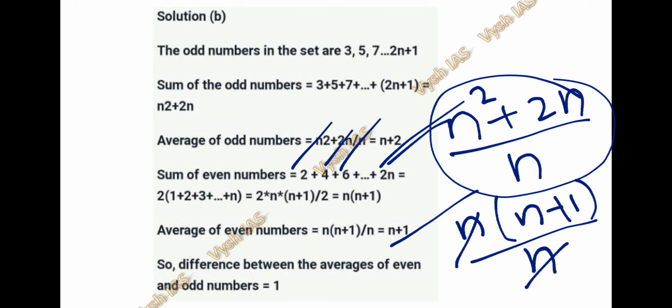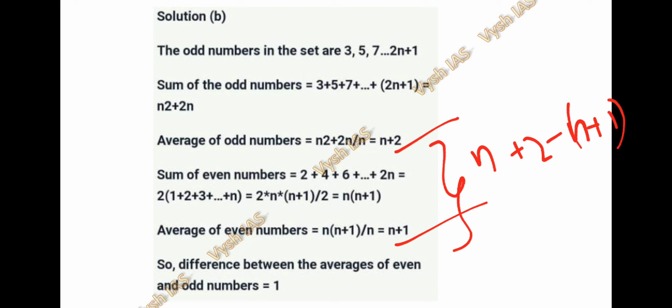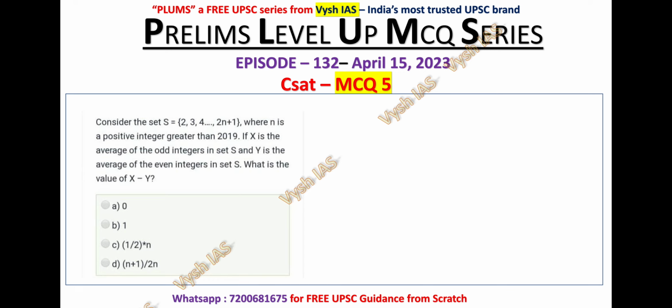So the difference between the averages of even and odd numbers. The average that we got for the odd numbers is n plus 2. The average for the even numbers we have got as n plus 1. They have asked us x minus y. So n plus 2 minus n plus 1. If you calculate this, n minus n is 0 and 2 minus 1 is 1. So 1 is the correct answer for question number 5. So option B is the correct answer for MCQ number 5.